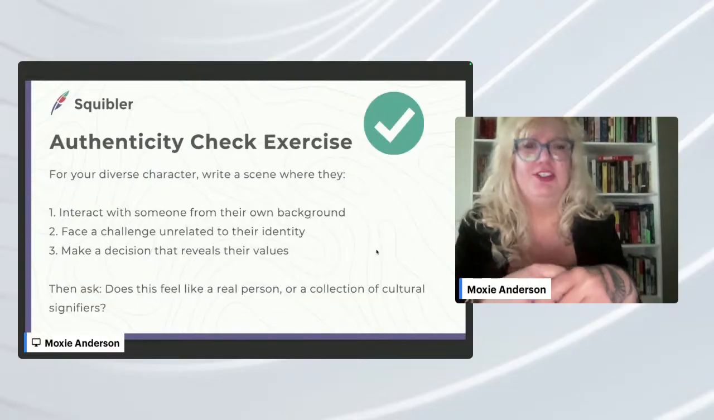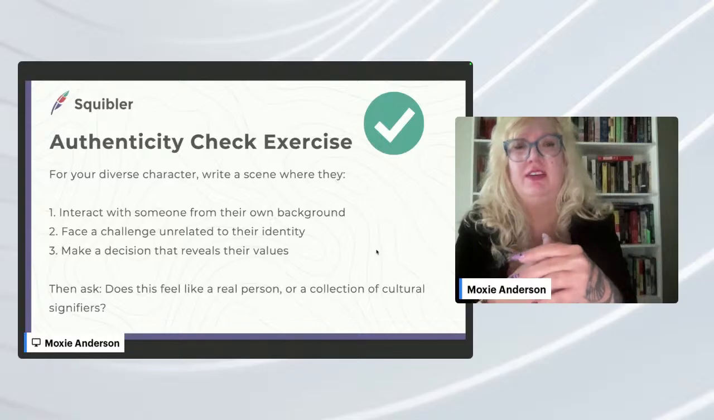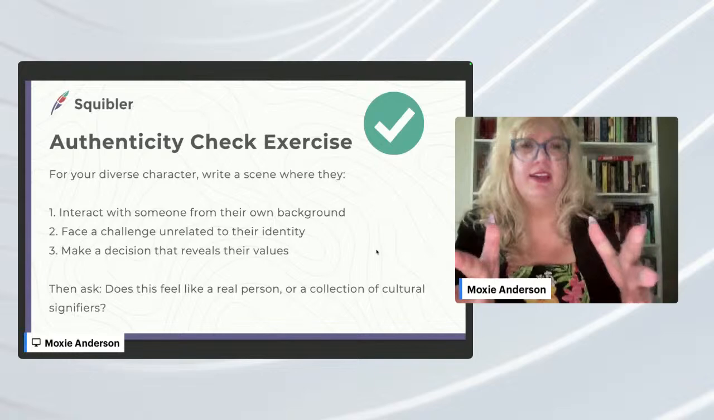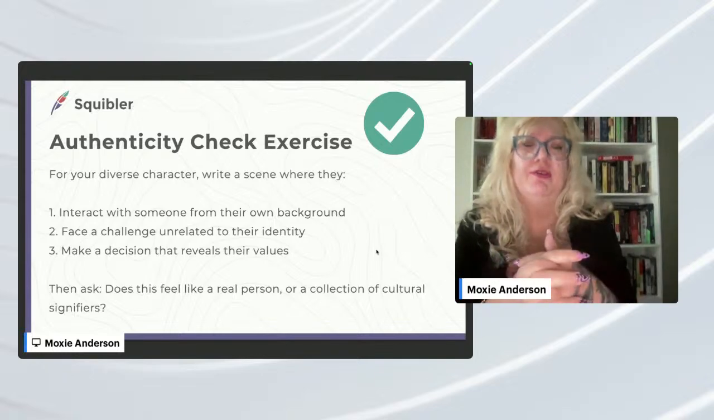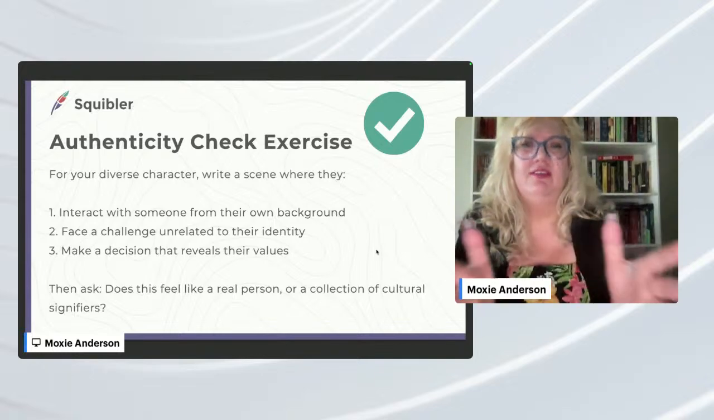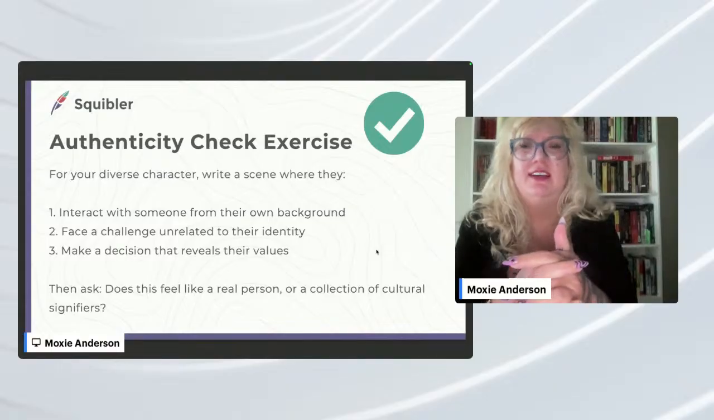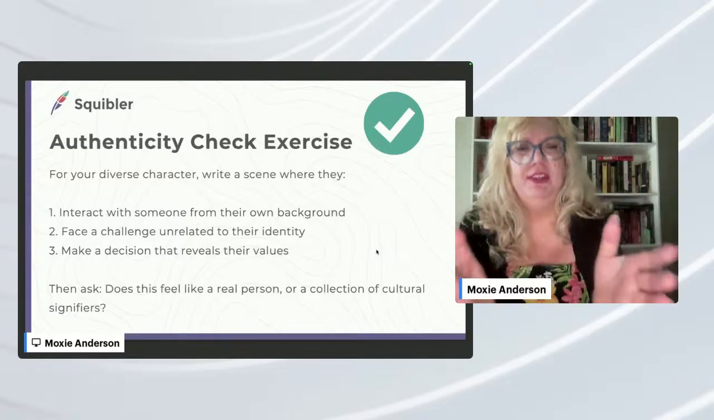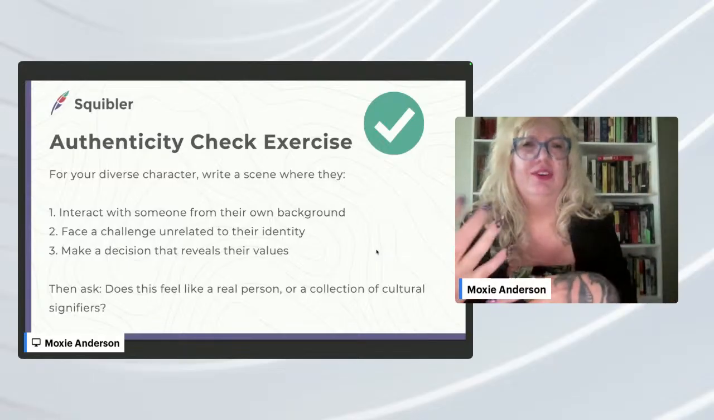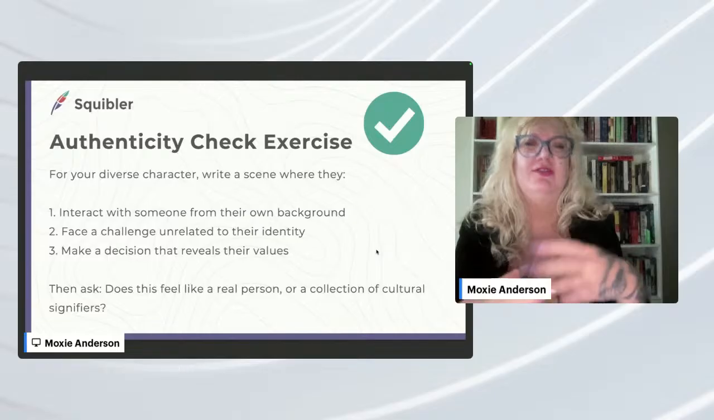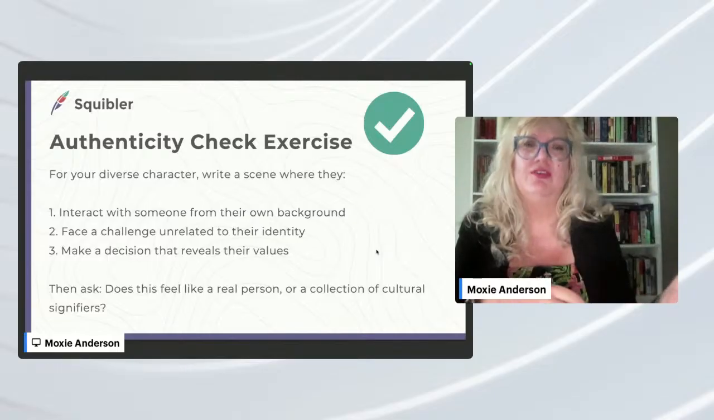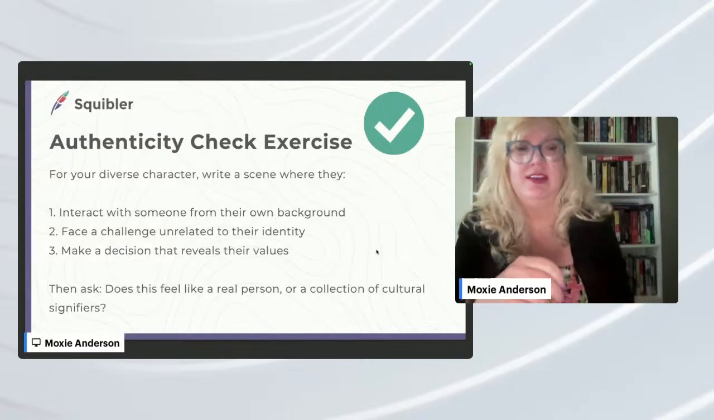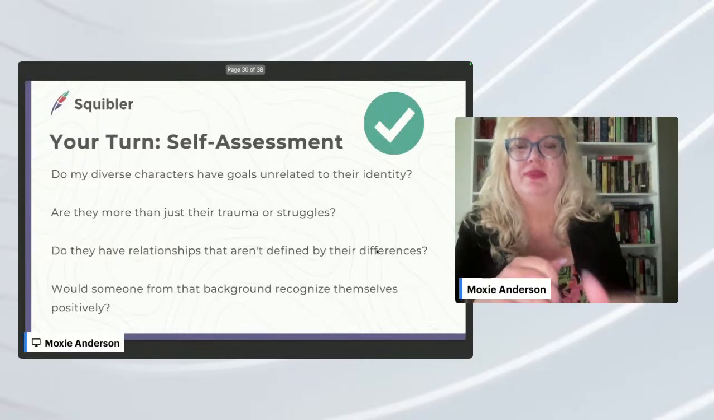So here's an authenticity check exercise that you can test with your characters if you're including diverse characters in your work. You can write a scene where they interact with someone from their own background, or where they face a challenge that's not related to their identity and make a decision that reveals their values. After you've written this scene, ask yourself, does this feel like a real person, or is it just a collection of cultural signifiers where I'm trying to include a character simply because they are from a different community?